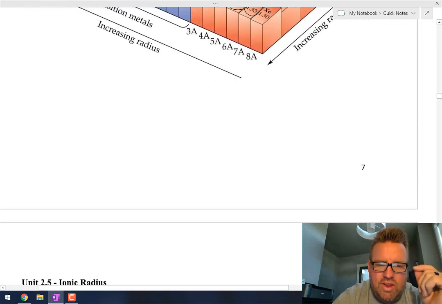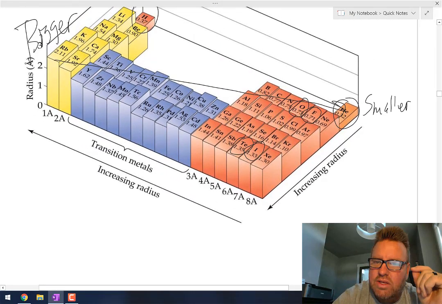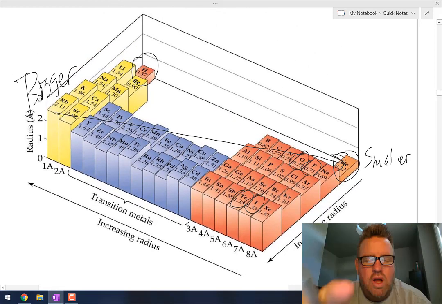In the next video, we're going to talk about what's called the ionic radius, which is where you have a charge on those particles.